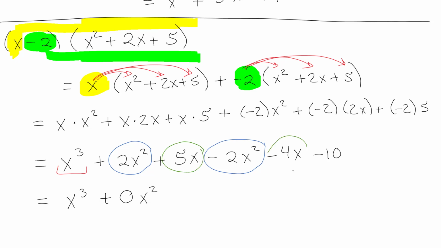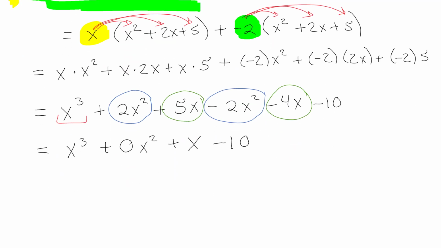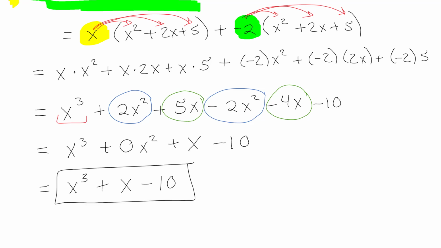Then I have a 5x minus 4x, which will be just an x by itself. And then the minus 10 is the only one that's left. If you want to go ahead and take out that 0x squared before you finally box in your answer, that would be the thing to do. Okay, so something along those lines. Kind of seeing how that's going.